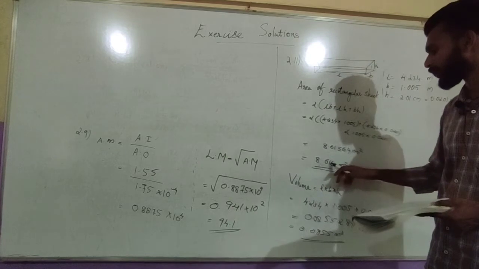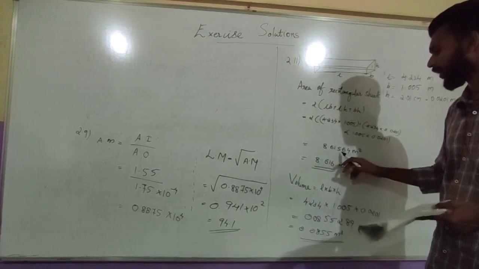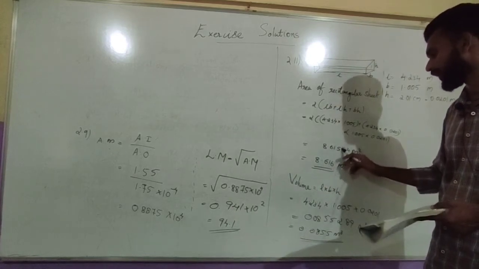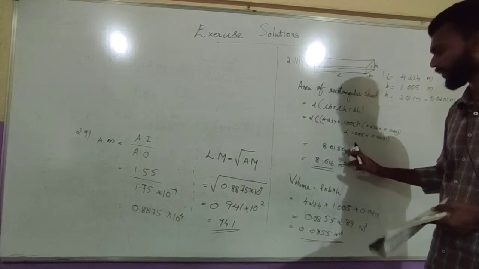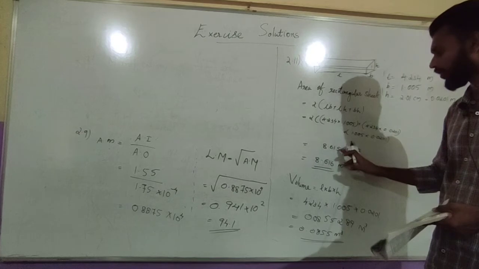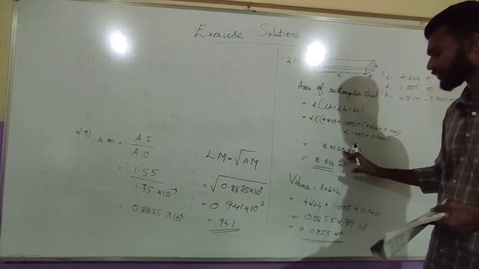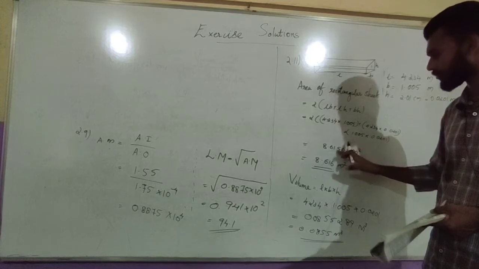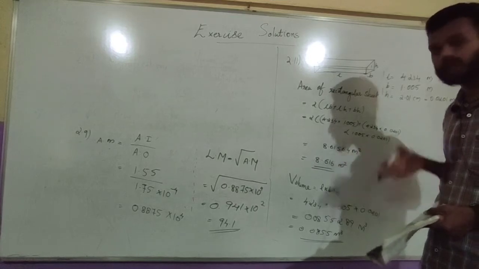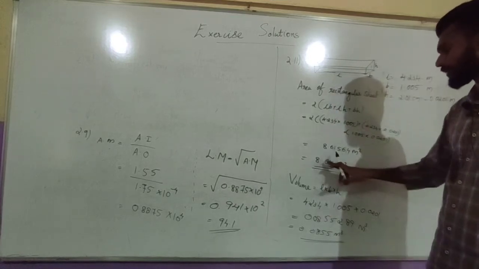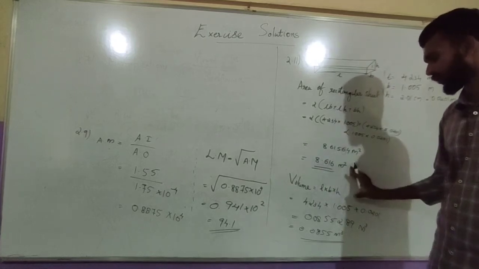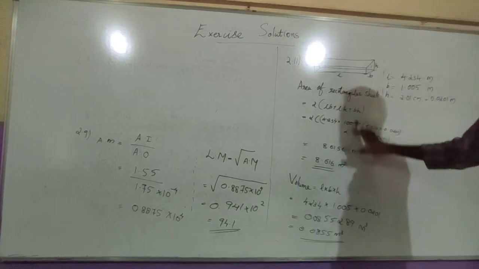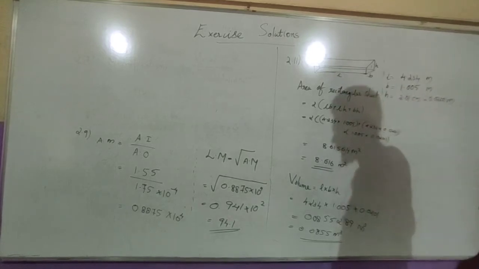So that is 8.616. We have to round off from the 6 onwards. The non-significant number is 6 over here. As the 6 is the negligible digit and it is more than 5, the preceding digit will increase by 1. So 8.615 will become 8.616 meter square. That is the area of the rectangular sheet.